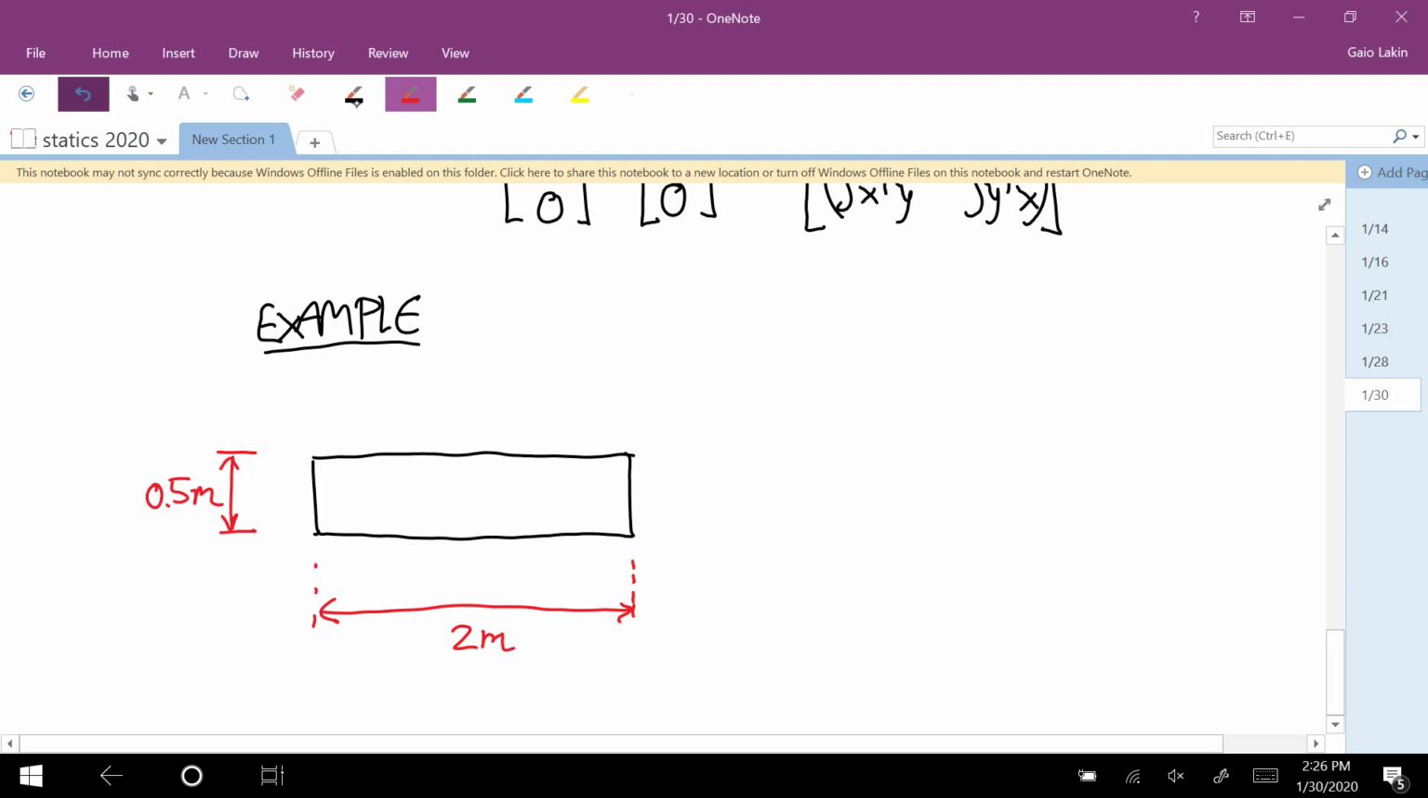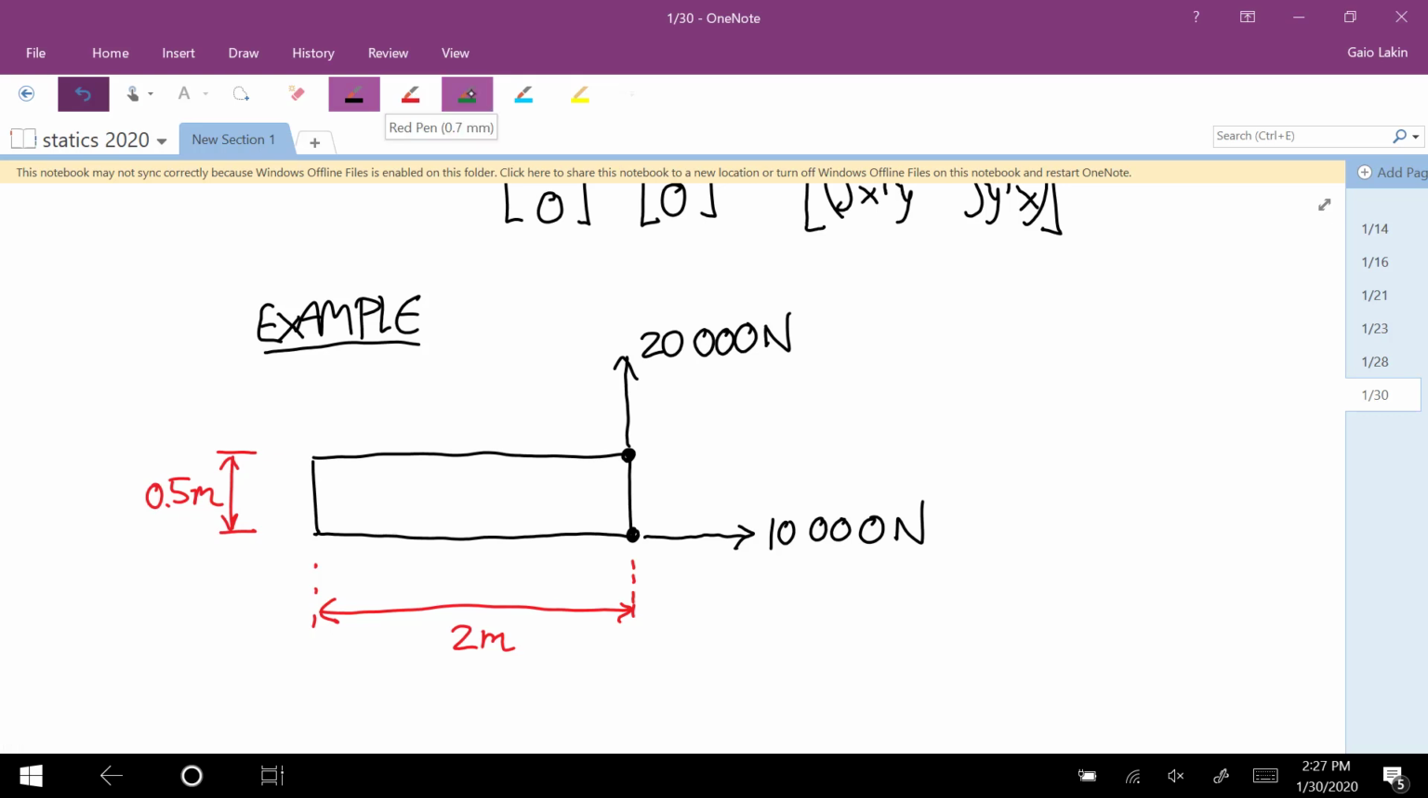And let's say that there is a force applied here straight up of 20,000 newtons, and a force applied here straight to the right of 10,000 newtons. And let's take two different points. Let's say that there is a point A here and a point B here.